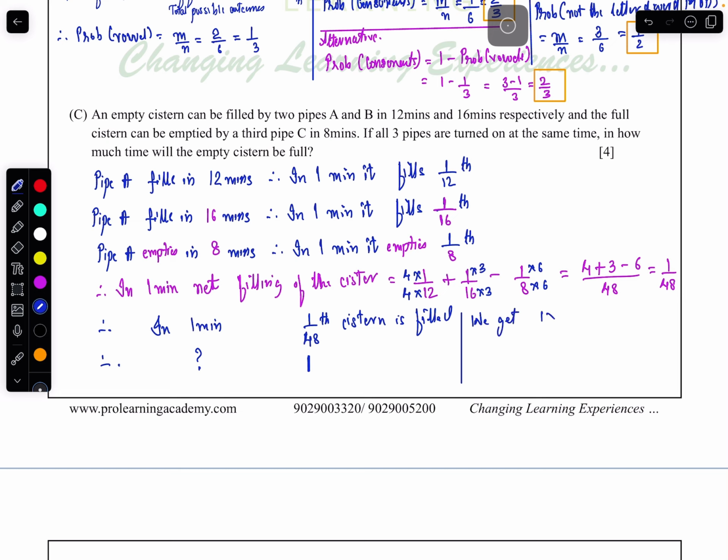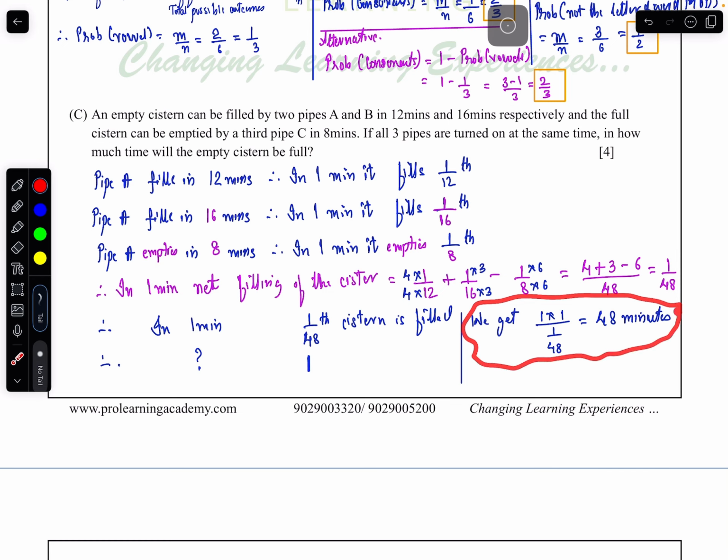We get 1 times 1 over 1 over 48, which is 48 minutes. What we have just done here becomes very good when we have expressed it this way, because it gives clarity on how we got the answer as 48. So here we have to say in how much time the empty system will be full.